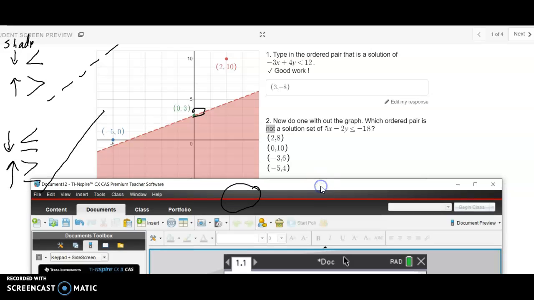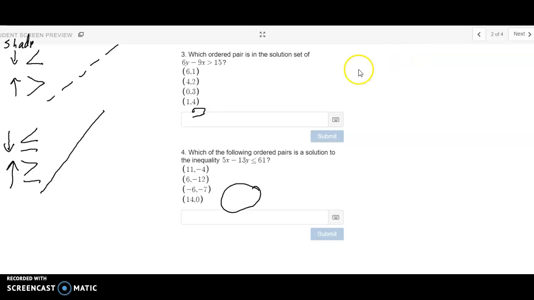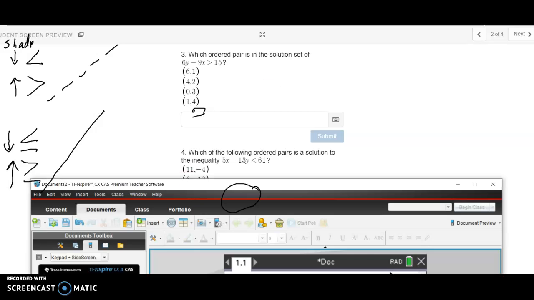So the very first one is false. Remember, if it says not, then I'm looking for false. So I go in here, and that's the one I'm going to put. Parentheses 2, comma 8, close parentheses, submit. Good work. Make sure we hit submit. Okay, when I come over here, this is which ordered pair is in the solution set. So it does not have the word not. So I'm looking for true on this one.